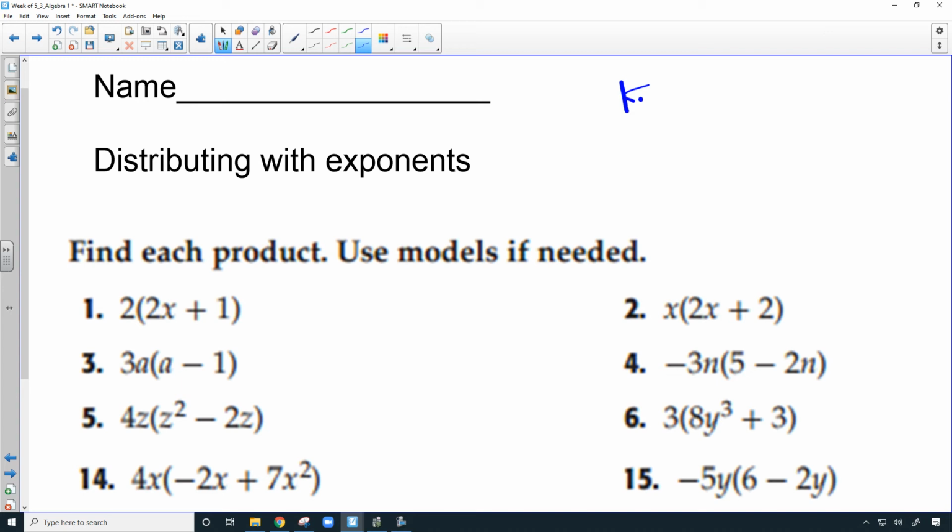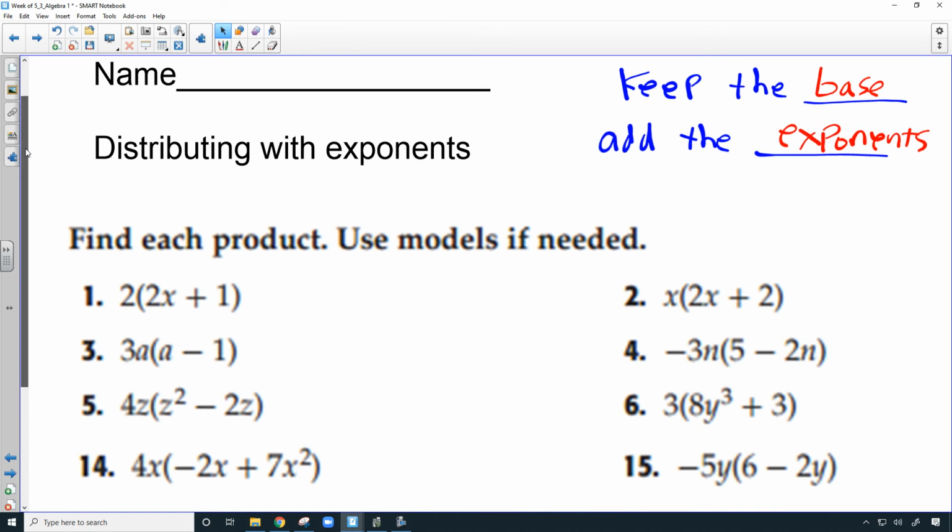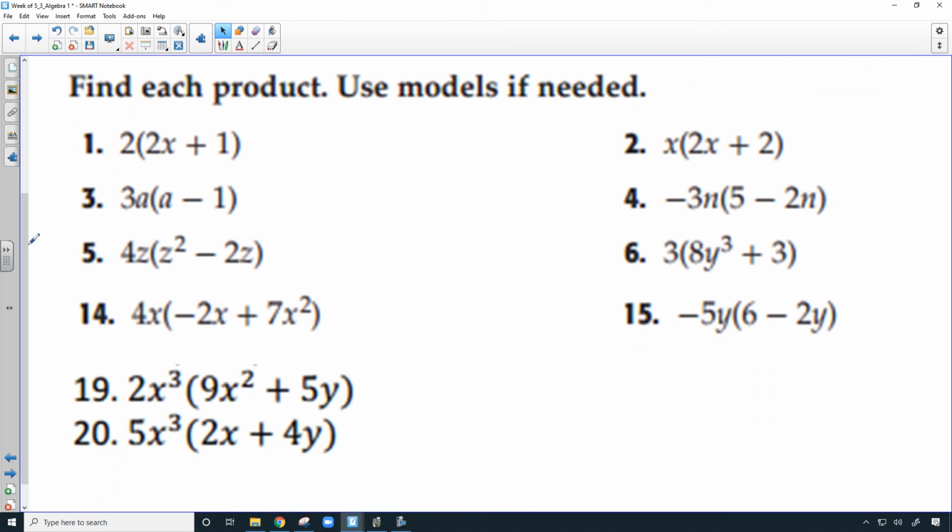And the rule that we want to remember is to keep the blank, add the blank. What are we trying to do? We're trying to keep the base and add the exponents. Okay, good. So what we want to do is just use the distributive property with exponents, okay? So basically, we're just going to use the distributive property, but we're going to use exponent properties.